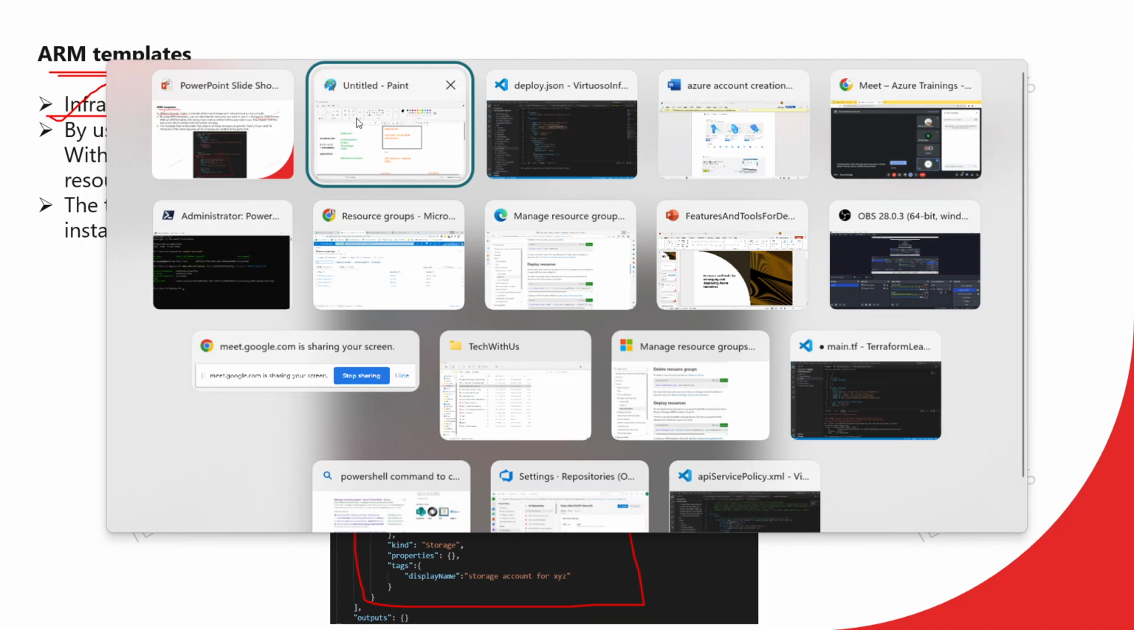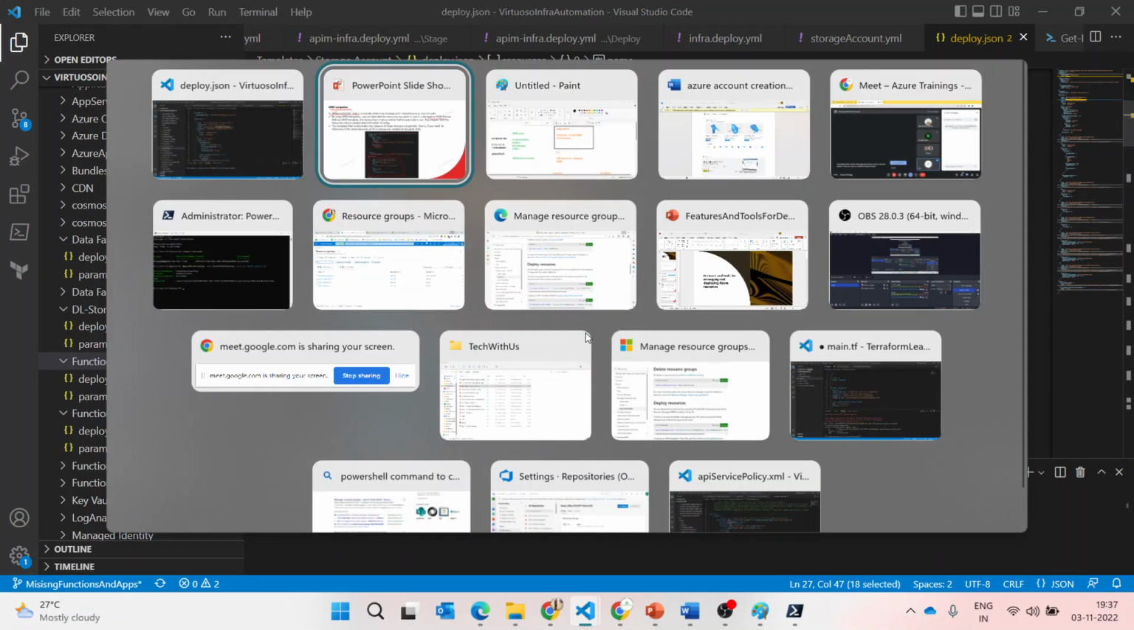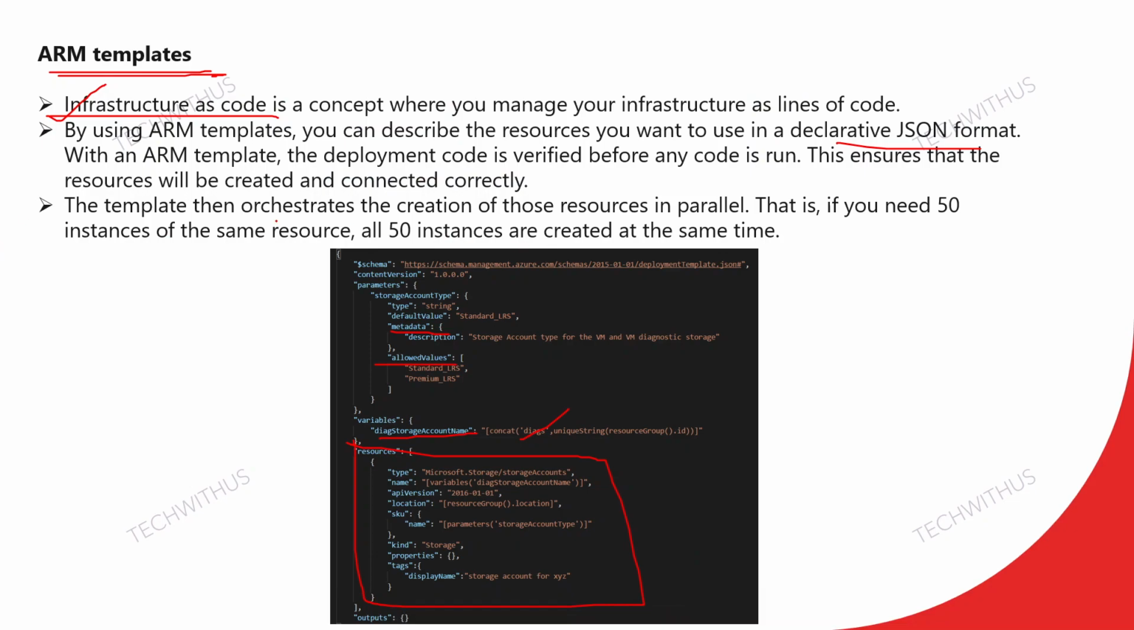So all the things that I am showing here are all JSON formats only. Suppose the template then orchestrates the creation of those resources in parallel. So that's it. If you need 50 instances of your same resource, all 50 instances are created at the same time. Yeah, one more thing is you can create all the things in parallel or in sequence.